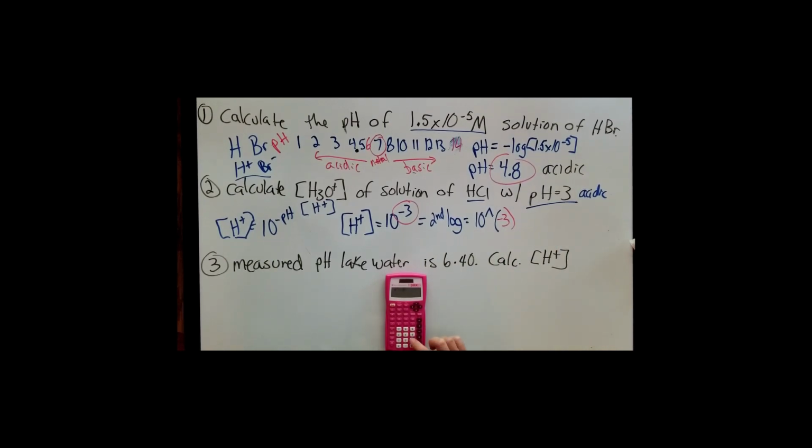So when I enter my negative 3, it tells me that my concentration of H plus ions is 0.001. Or, if you have it in scientific notation, 1 times 10 to the negative third. So both of these are correct. And of course, don't forget your units. When we're measuring concentration with these calculations, it's molarity, so you just need a capital M after the answer.